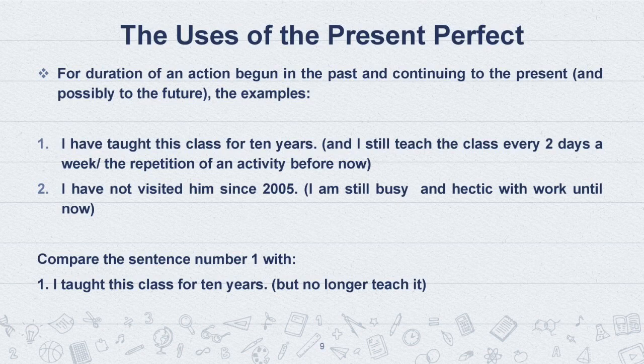Next, the uses of the present perfect. This one is for durations of an action that began in the past and continues to the present and possibly to the future. The examples. Number 1. I have taught this class for 10 years and I still teach the class every 2 days a week. Or the repetitions of an activity before now.